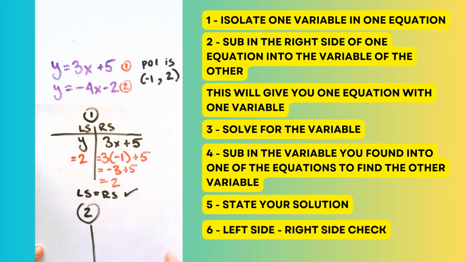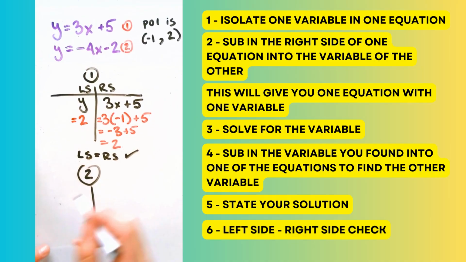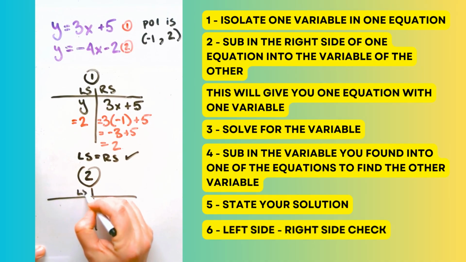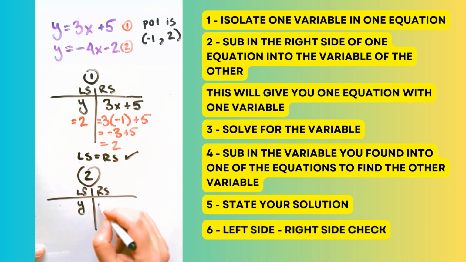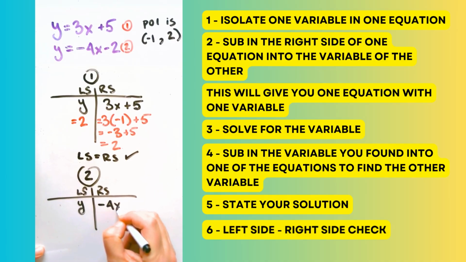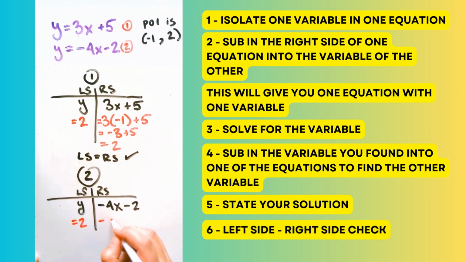You follow the exact same method, right? I write out my left side and right side. Left side is y, the right side is negative 4x minus 2. Now plug in my values. The y value is 2. And on the right side, I have to plug in the x value, so negative 4 times negative 1 minus 2.